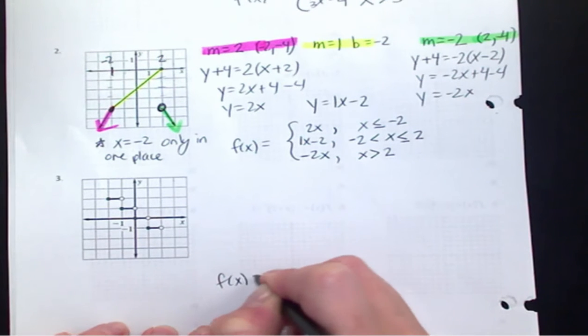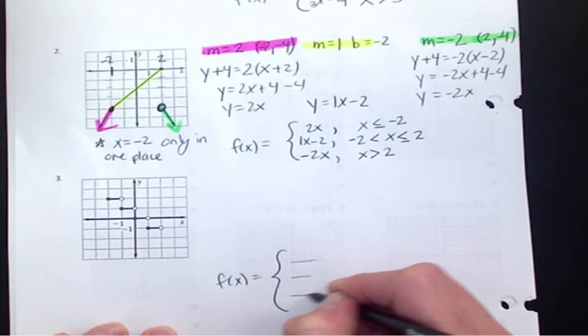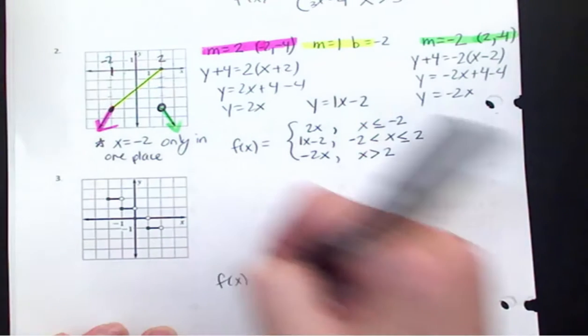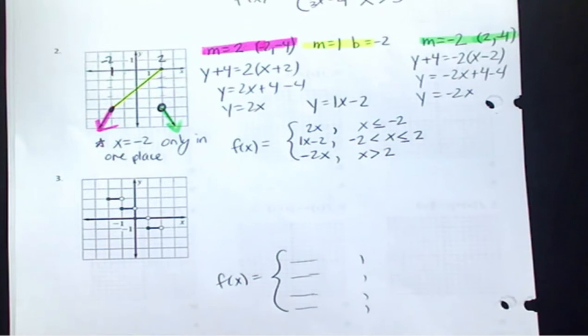So your piecewise equation, I'll give you 1, 2, 3, 4, because I see 4 pieces. And then you've got 4 little domains. Notice that I'm not writing y equals every time. The f of x is the y equals. You are just writing the other side. I'm just going to go left to right on the graph.